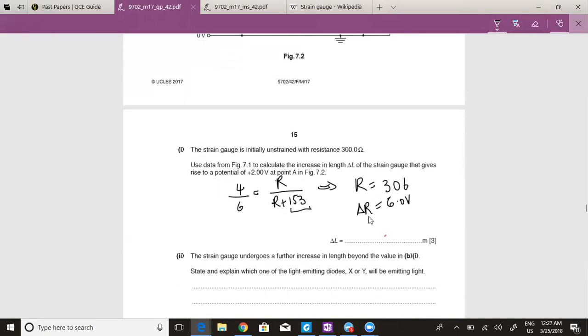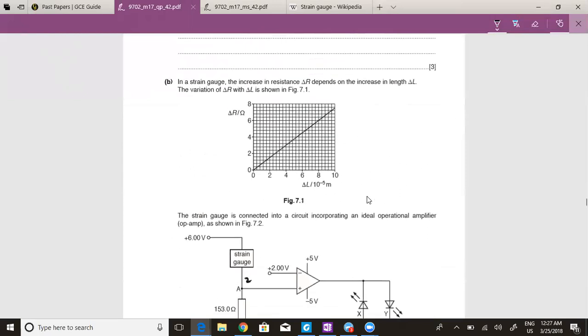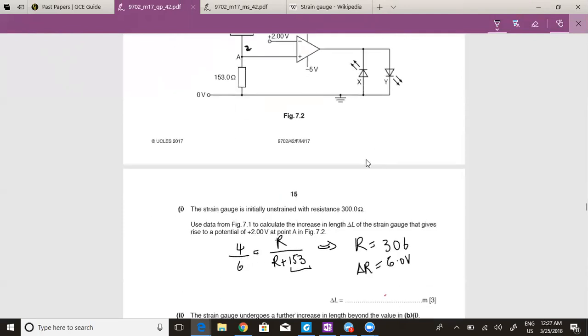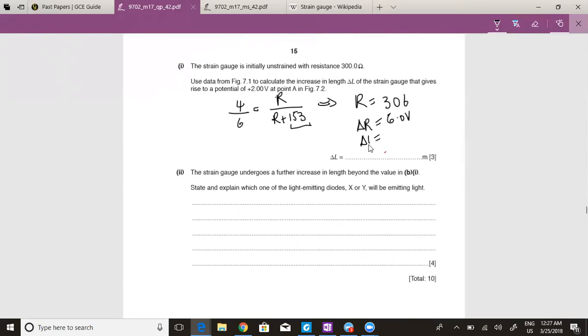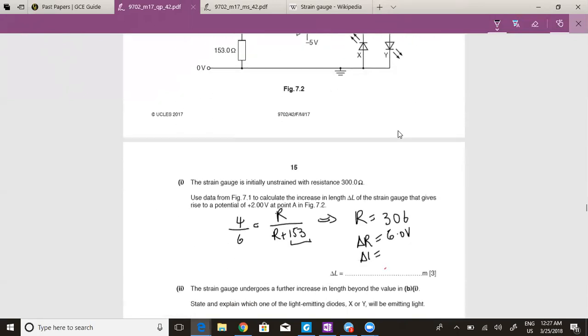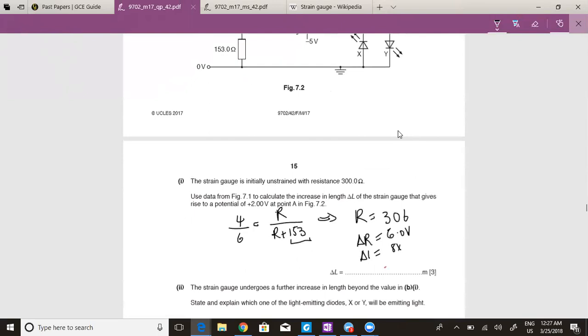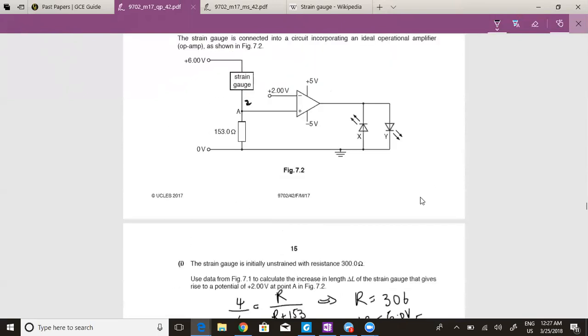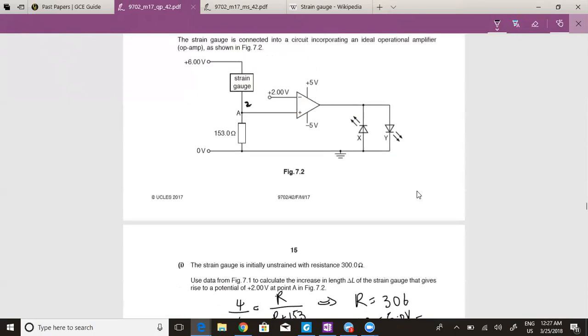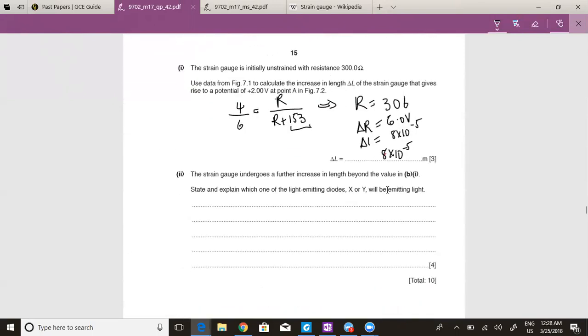And now we go here and look at 6. So if delta R is 6, around 8 or exactly 8. So the delta L is 8 into 10 to the minus 8 into 10 to the power minus 5 meters. Okay. So this is just looking here. So we have nothing to do with the op amp. And now we go here.